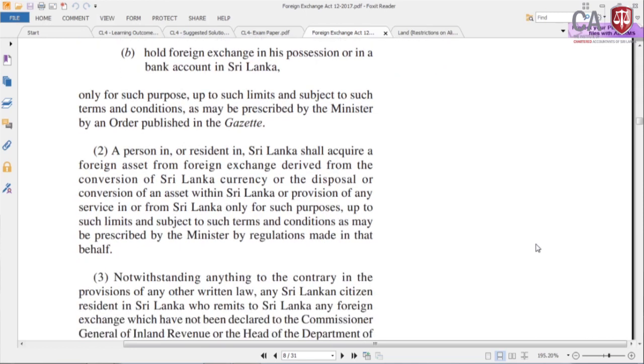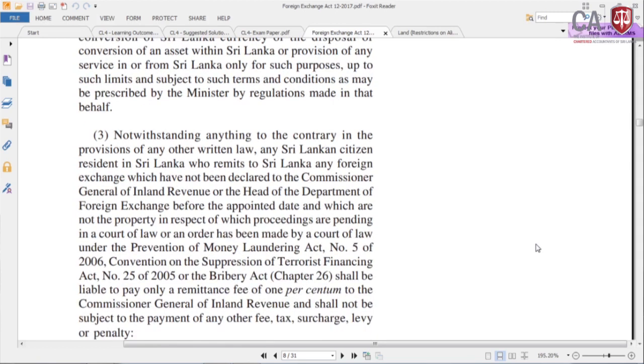Now further it says that a person in or resident in Sri Lanka shall acquire foreign assets from foreign exchange derived from the conversion of Sri Lanka account currency, or the disposal or conversion of an asset within Sri Lanka, or provision of any service in or from Sri Lanka, only for such purposes. Now in this question, it is for the use of the Singapore office, up to such limits and subject to such terms and conditions as may be prescribed by the Minister of Finance by regulation made in that behalf.